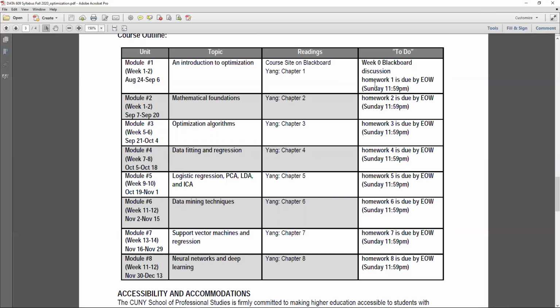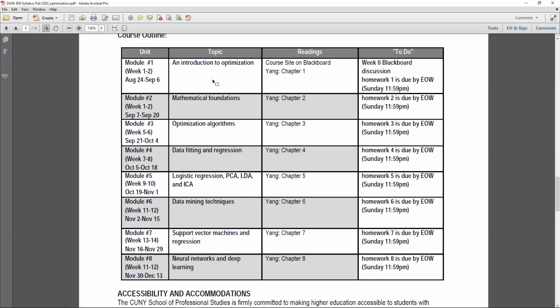So essentially, the homework is due by the end of the 2nd week of each module. For example, homework 1 is due by the end of the 2nd week. Homework 2 is due by the end of the 4th week, etc. Then you have 8 homeworks due. And here are the major topics that we are going to discuss.